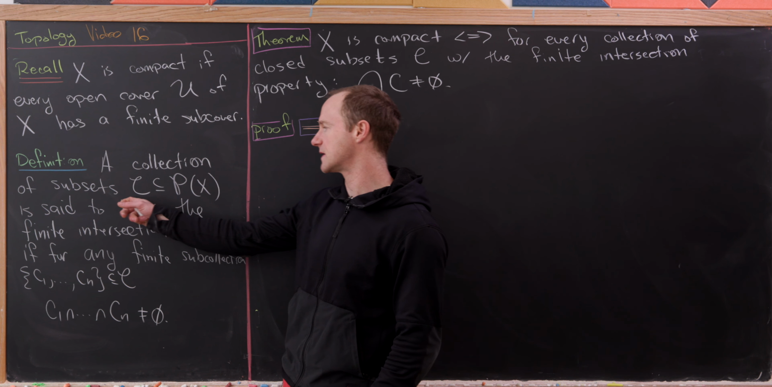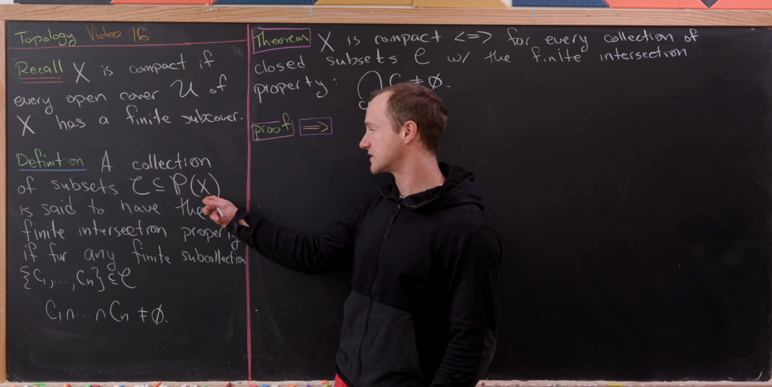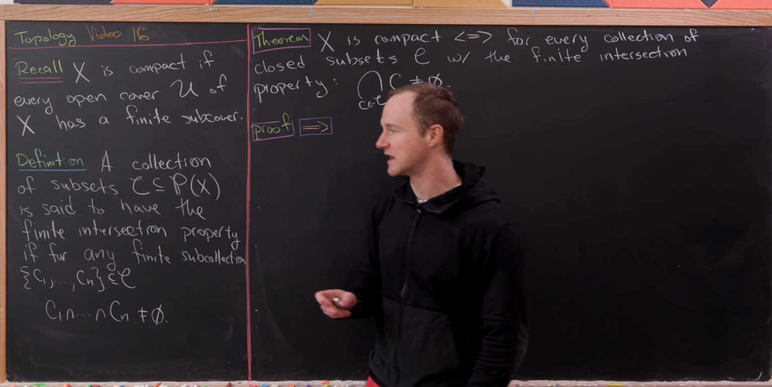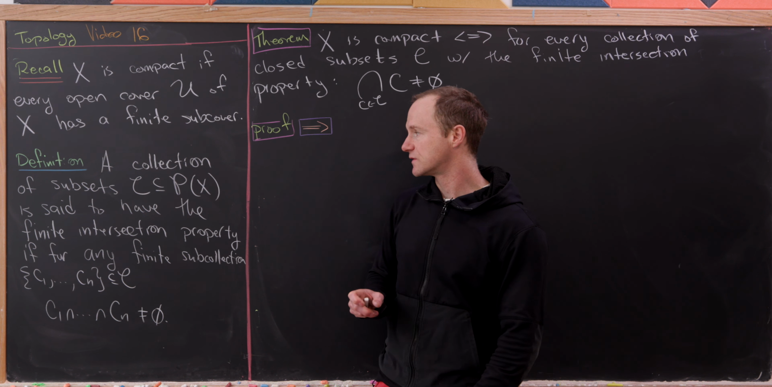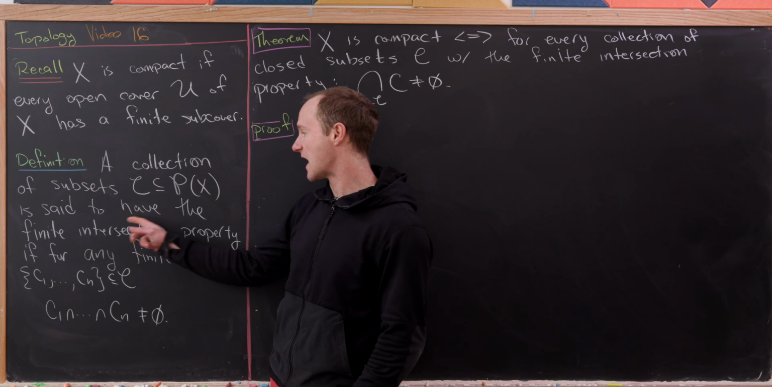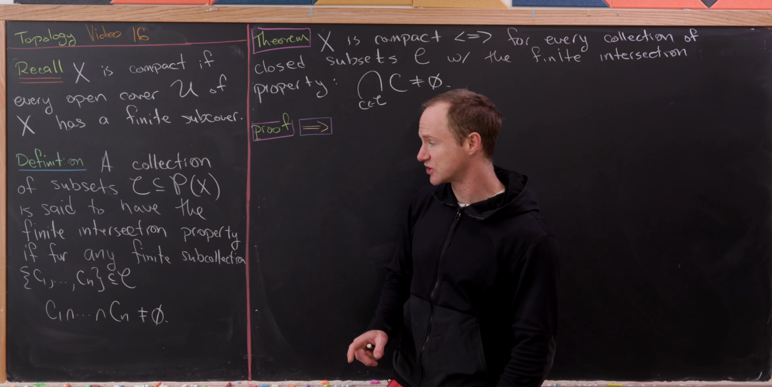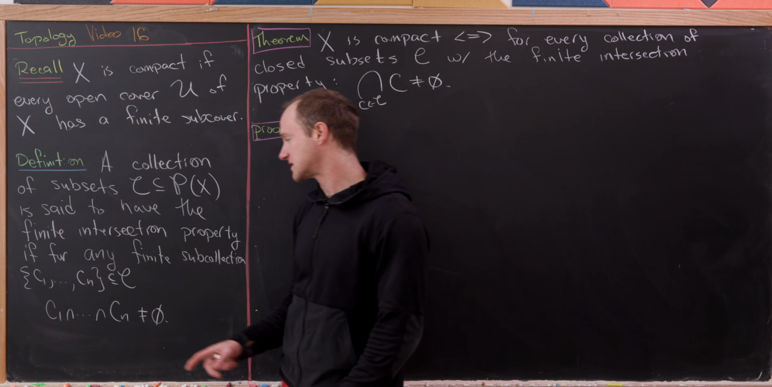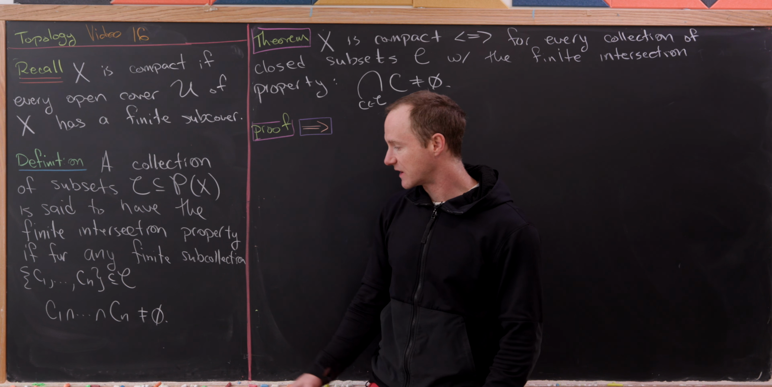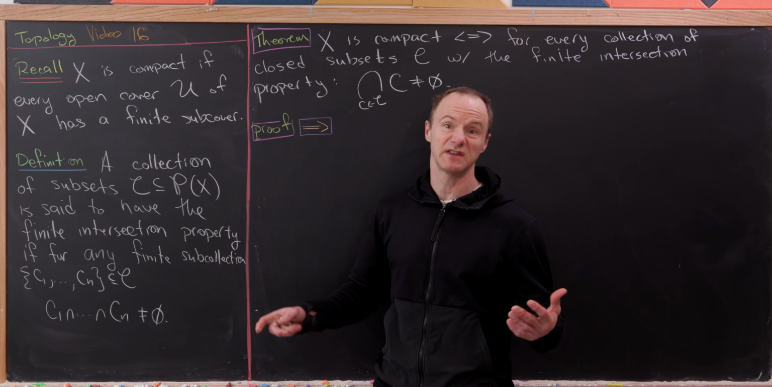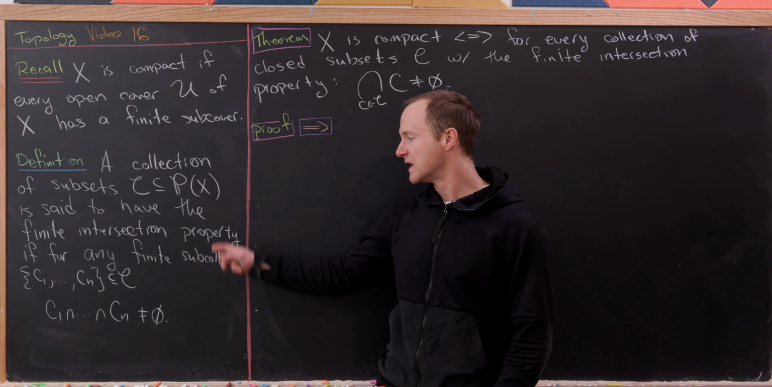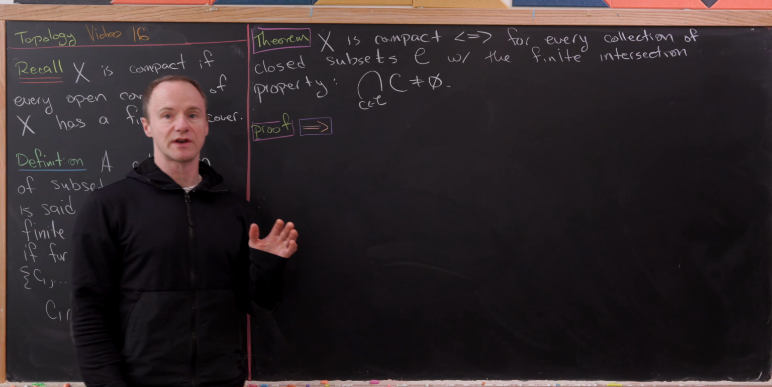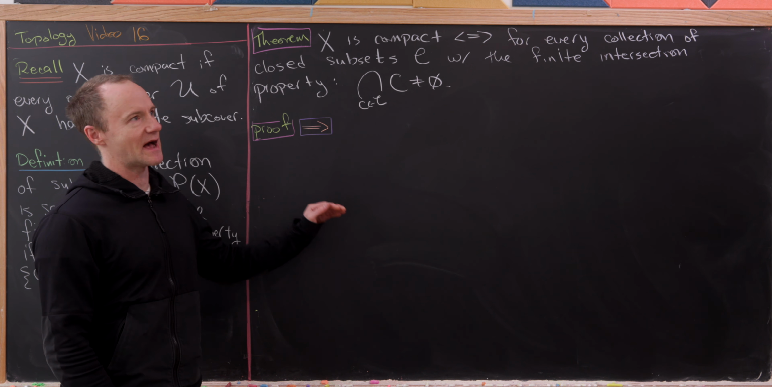A collection of subsets C, so they're subsets of X, which means this collection is a subset of the power set, is said to have the finite intersection property if, when we take any finite subcollection and take their intersection, we get something that is non-empty. So anyway, that's the finite intersection property.